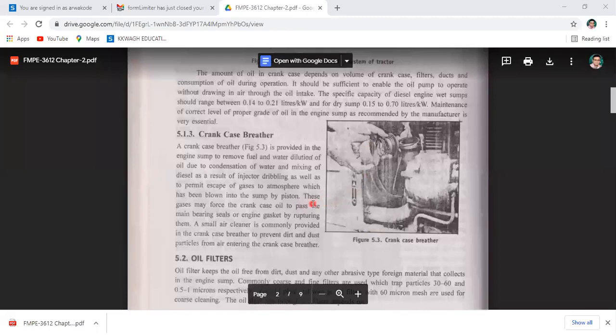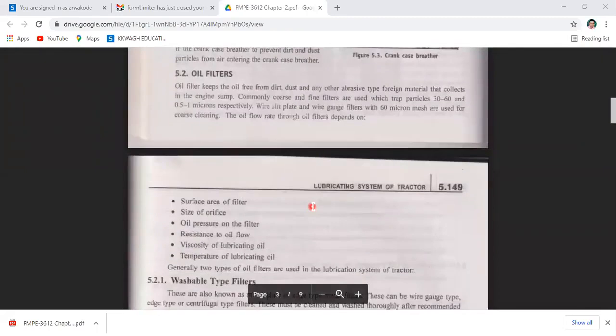Oil filter keeps the oil free from dirt, dust and any abrasive foreign materials that collect inside the engine sump. So commonly coarse and fine filters are used, with 30-60 micron to 0.5 to 1 micron respectively. The wire slit plate and wire gauze filter with 60 micron mesh are used for coarse cleaning.